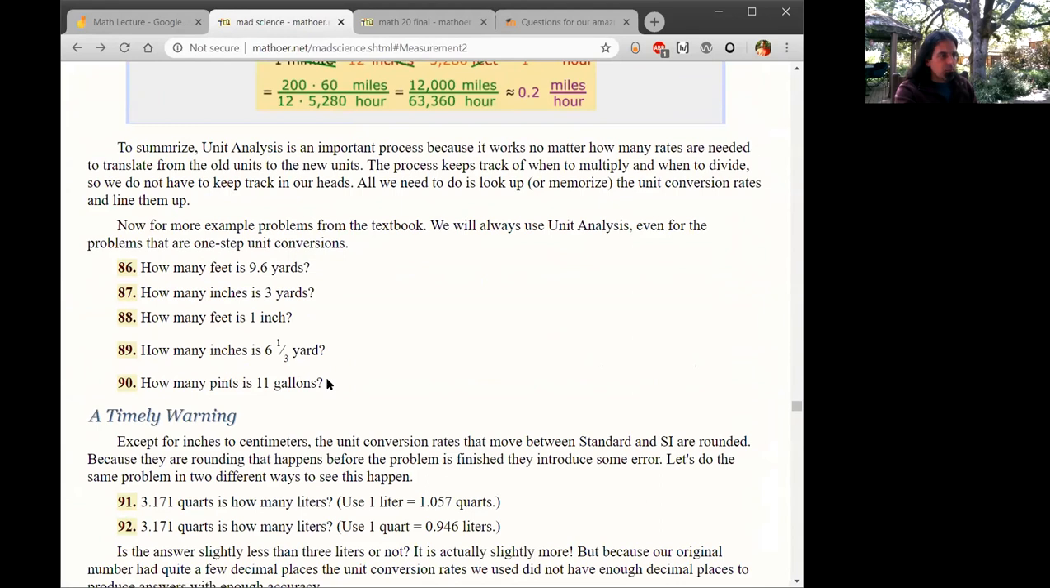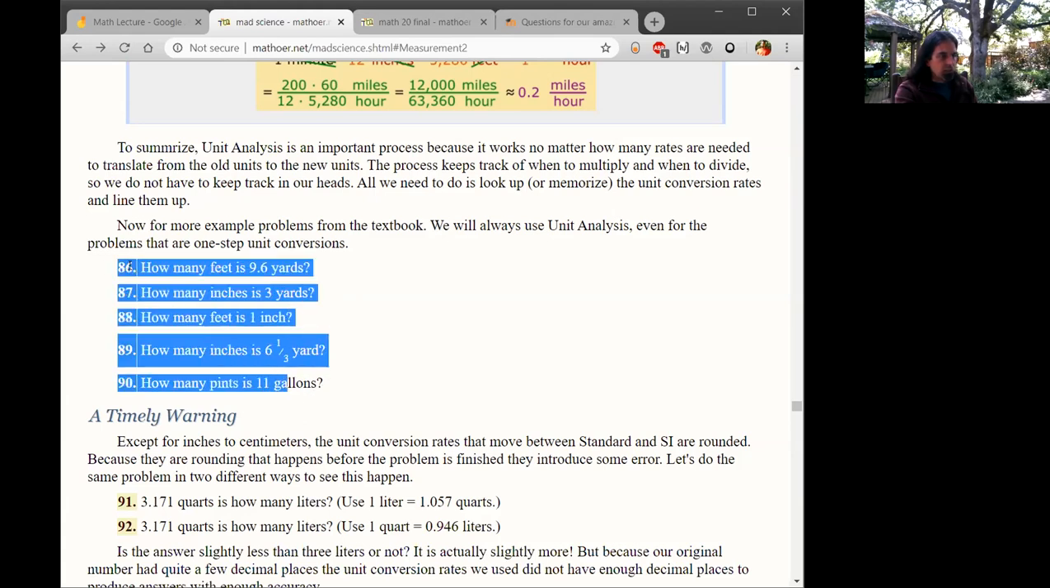Then I give you some kind of easy things here and you work your way up a little bit, but none of these are too bad. So these are good ones to practice. If anyone wants to send me an email and say, I need the answers to 86 to 90, then that's probably something I can do and give you the answers to click on.